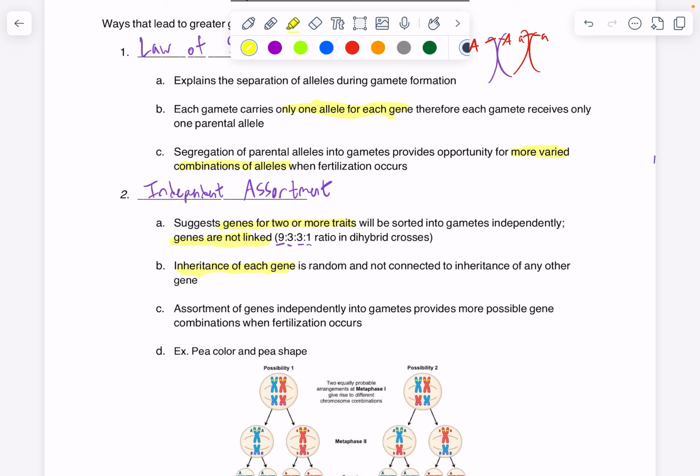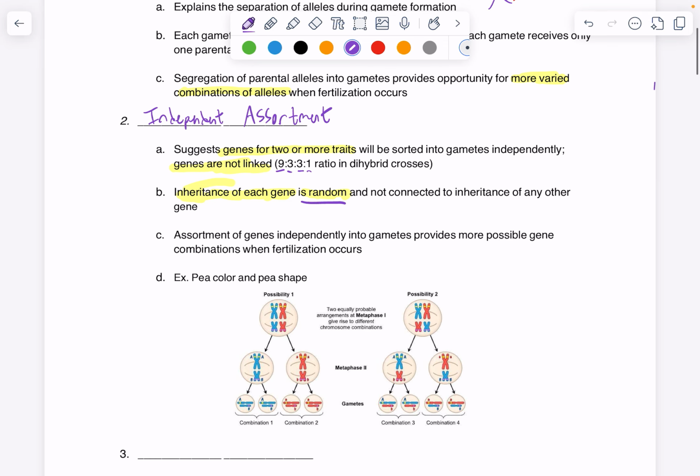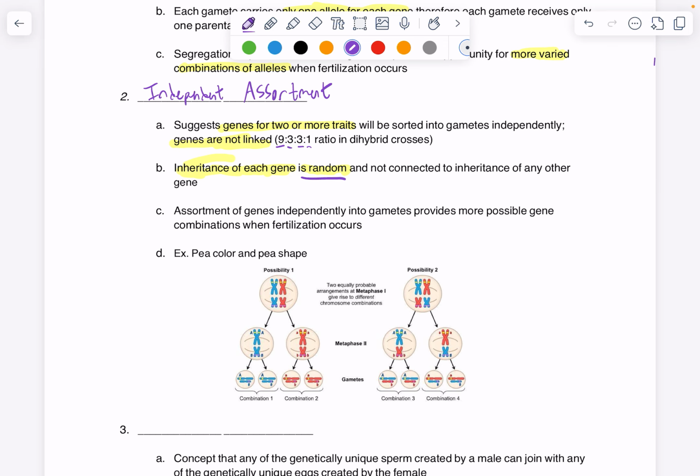And so a big idea is that the genes we get from our parents are inherited randomly, right? And so there's no preference for one allele or gene over another, and they're usually not linked together by being found on the same chromosomes. And this allows for more possible different gametes or more possible gene combinations when fertilization occurs.